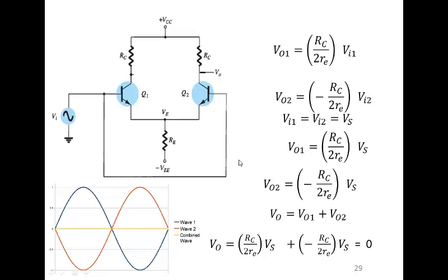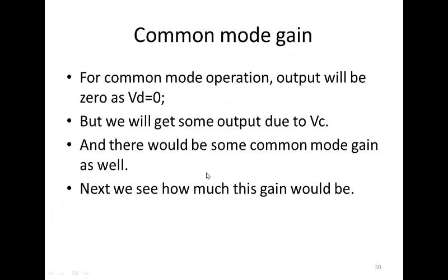So for common mode operation, you will not get any differential output, as VD is equal to 0, but we will get some output due to the common mode input, and there will be some common mode gain of the amplifier as well. So next we see how much this gain would be.